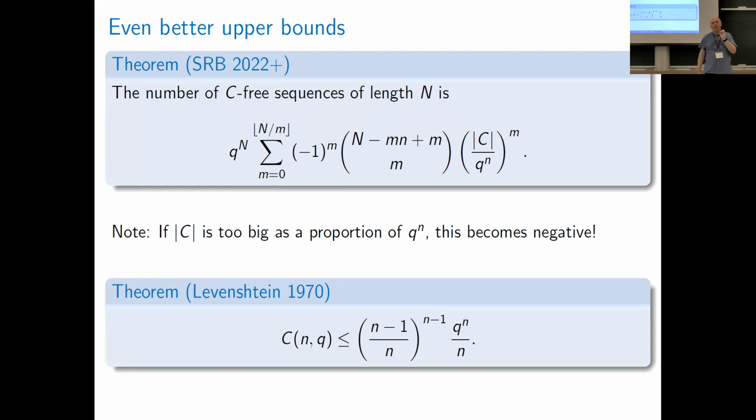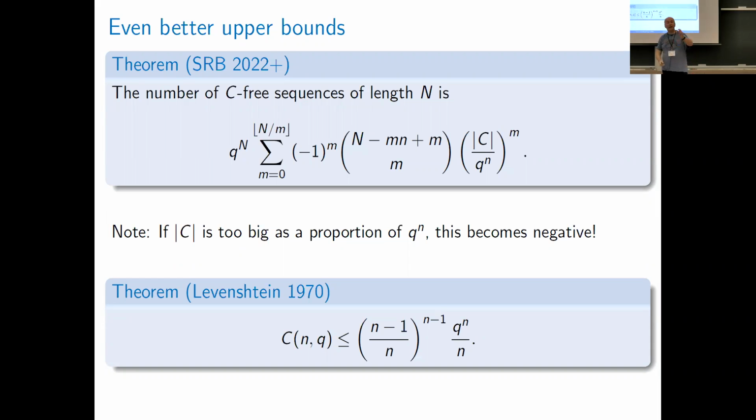But you see what's going on when you fix n and let q tend to infinity, for example. Well, as a proportion of q to the n, this upper bound doesn't change, right? It's a function of n only, right? But our construction 1 actually behaves really poorly when we go off in that direction.